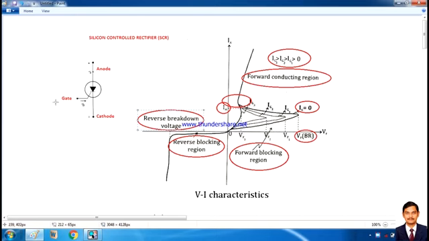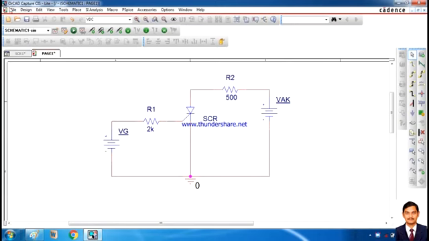Now I would like to simulate the SCR. I have constructed the circuit here using OrCAD Capture. I have built the circuit. This is the SCR symbol, where this is the anode terminal, this is the cathode, and this is the gate, where we are going to control the turn-on of the SCR. We can turn it on at an earlier state by increasing the IG.